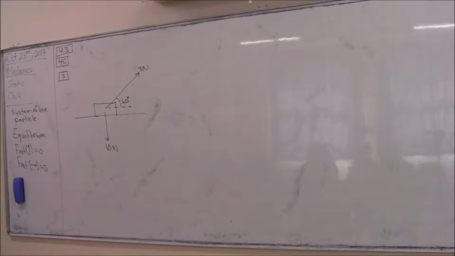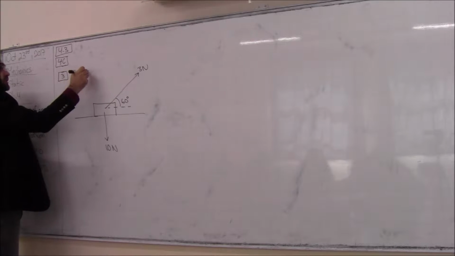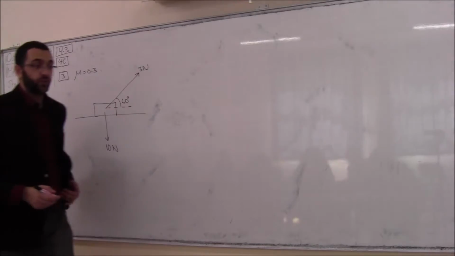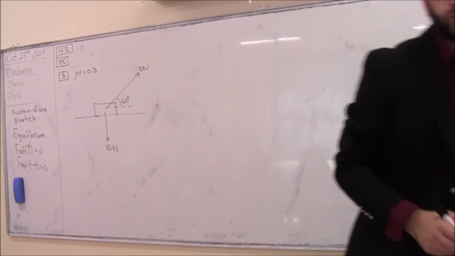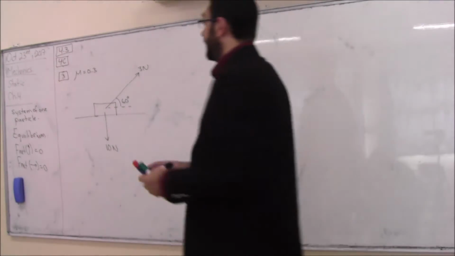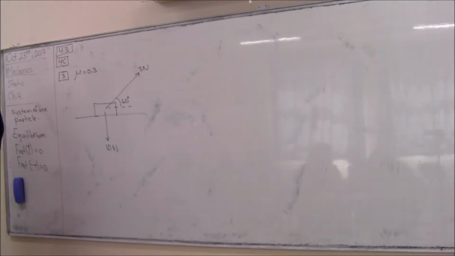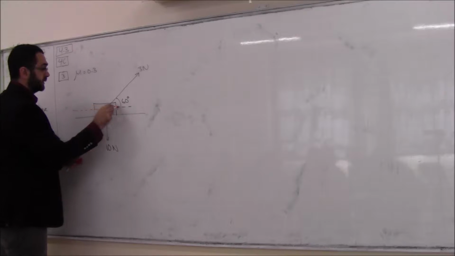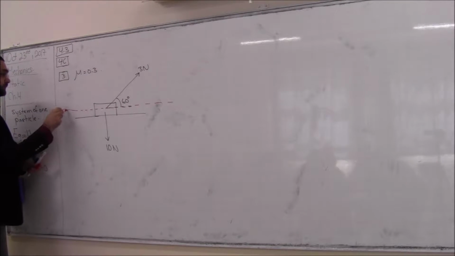The coefficient of friction, mu, is 0.3. What we are asked to find is the friction. Pay attention, please. First of all, I have to draw the axes.